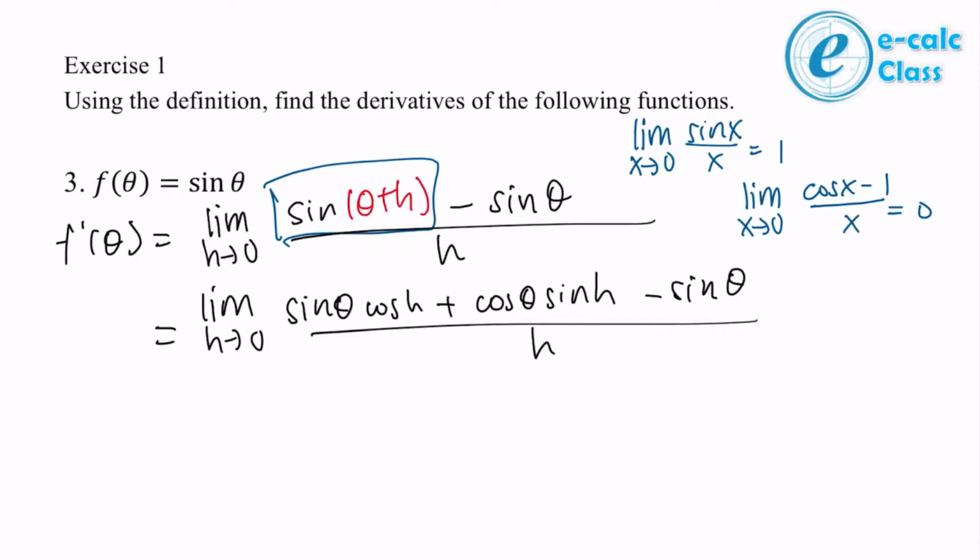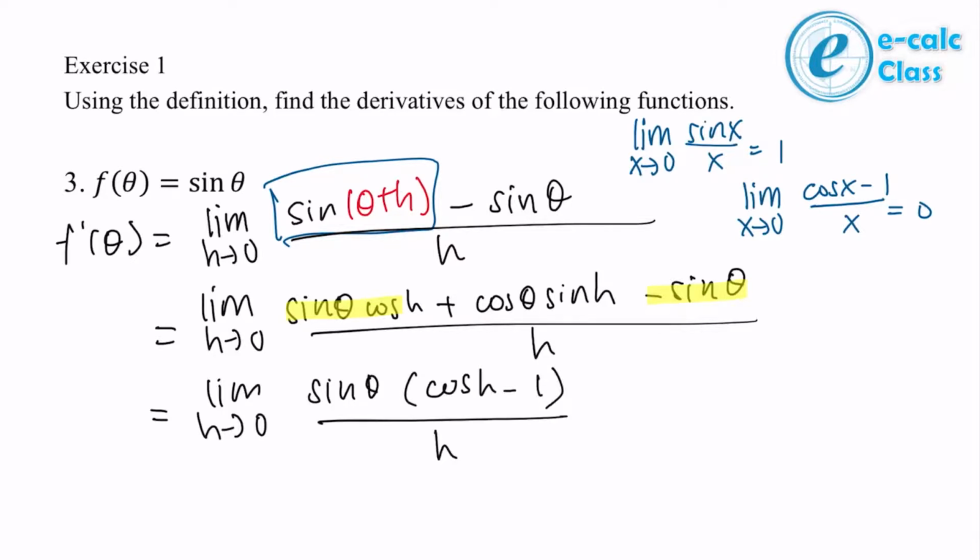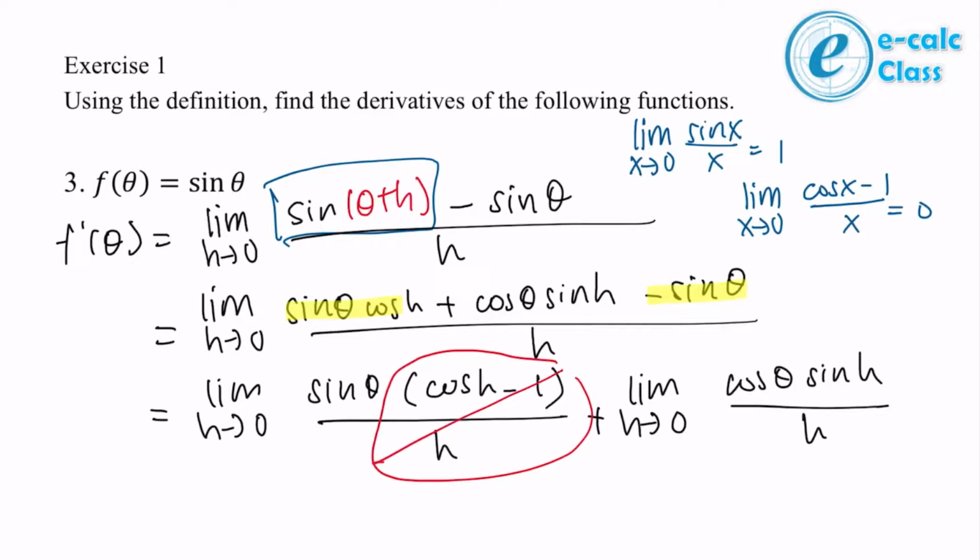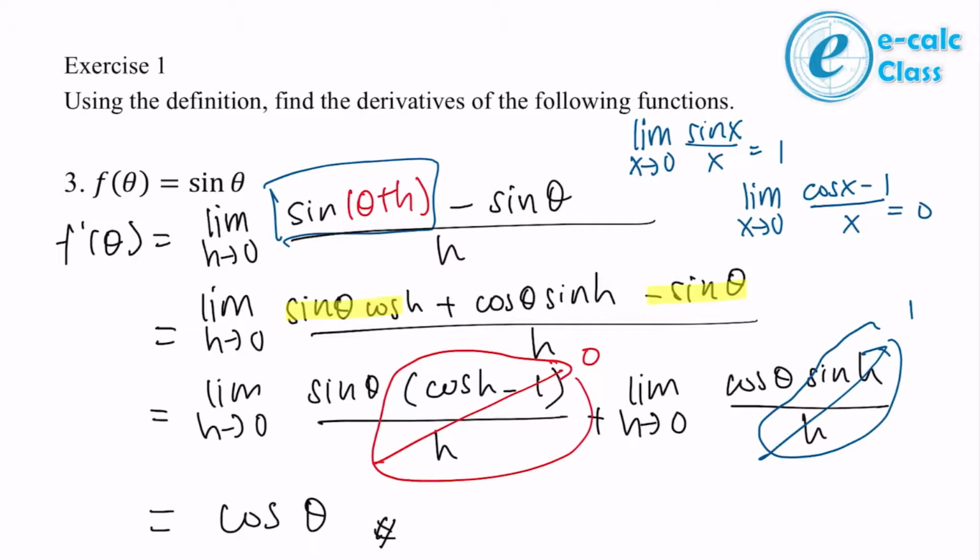Okay, I already can see it. I will move this around and factor out the sine theta, so that I will have cos h minus 1 over h. I think you can see it already, right? And I'm going to split this fraction, limit h approach 0 of cos theta sine h over h. So as you can see, this fella here, if you put in the limit, it's actually equal to 0, right? Means the entire thing is 0. Then what about this one? Sine h over h. It is a 1. 1 times cos theta, just cos theta. Hence, the derivative of sine theta is cos theta.